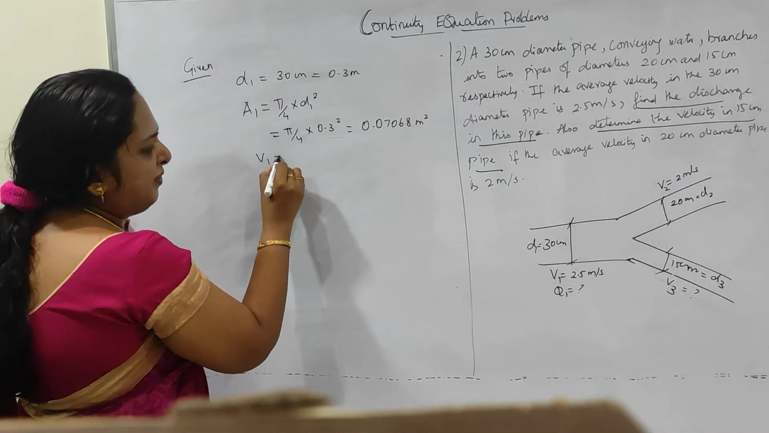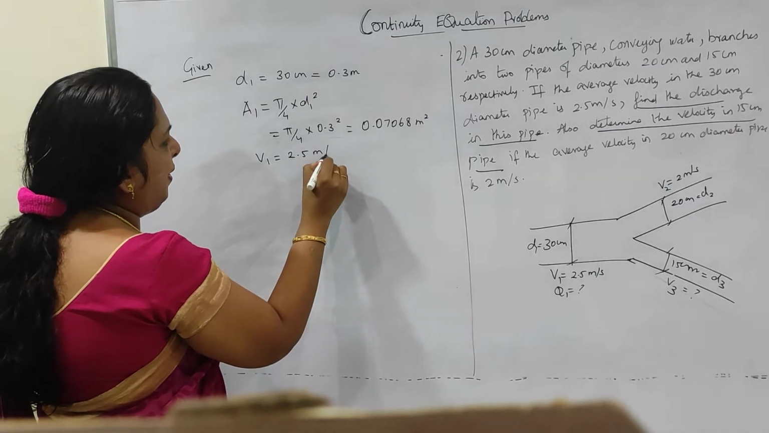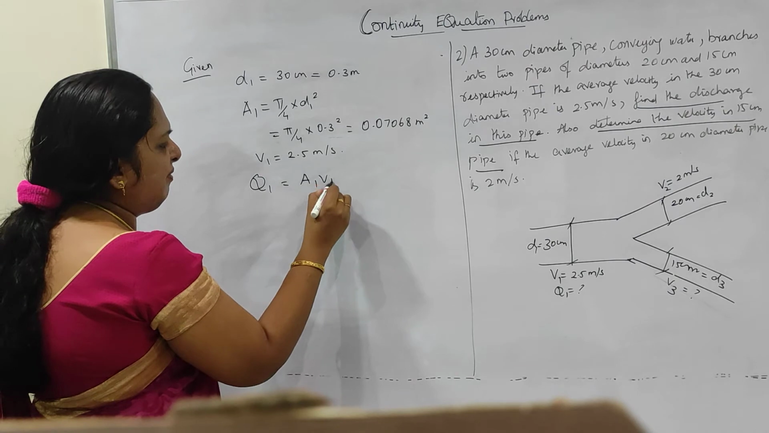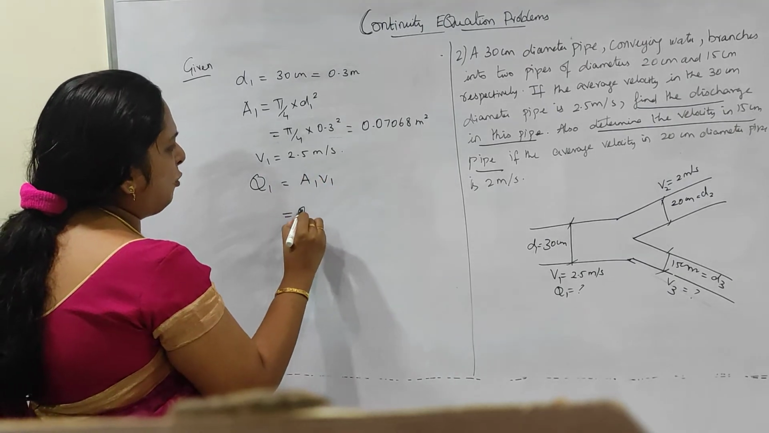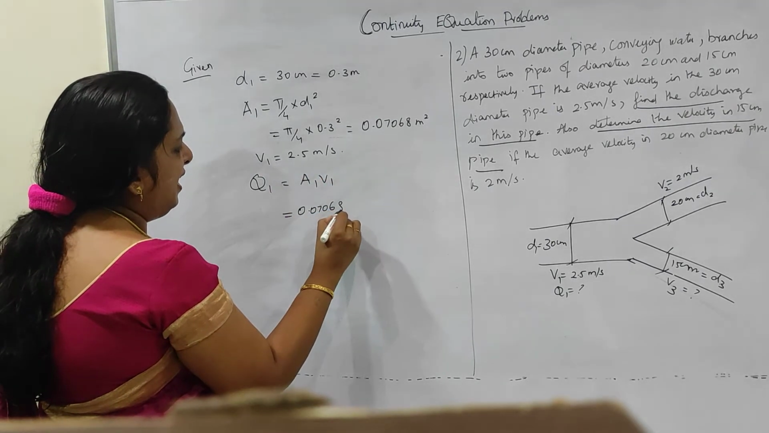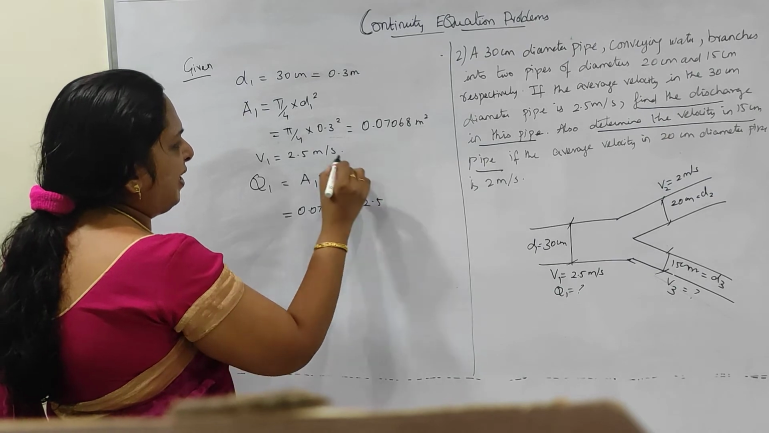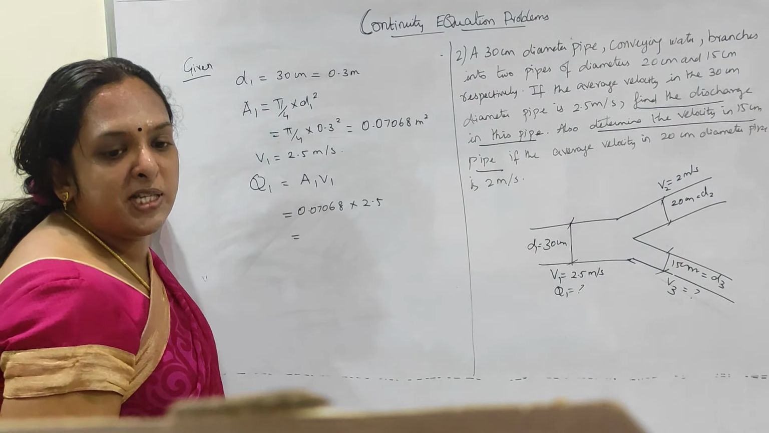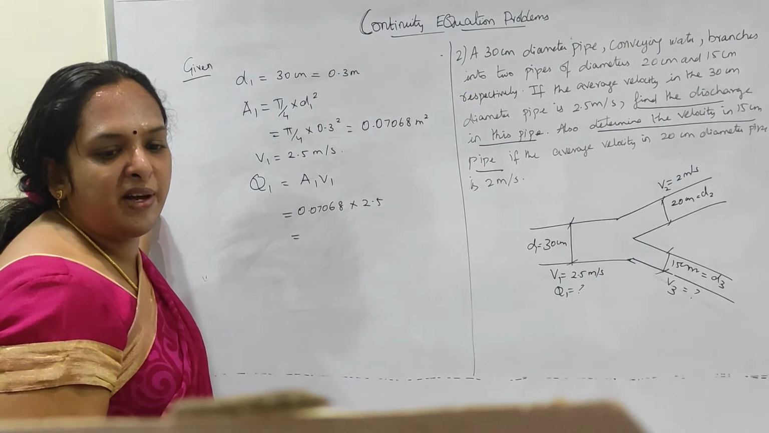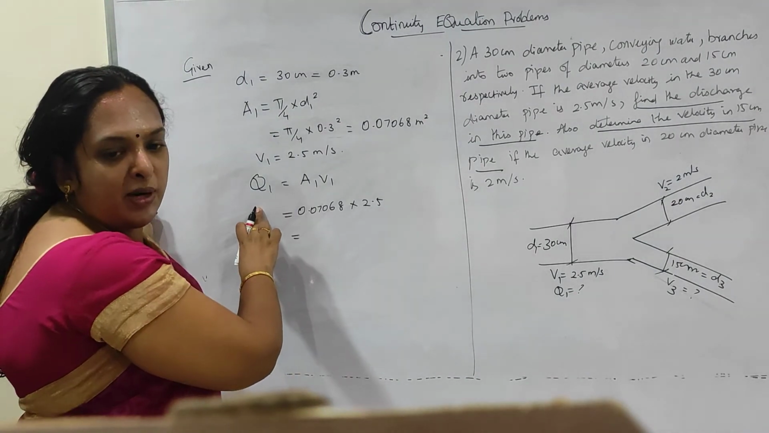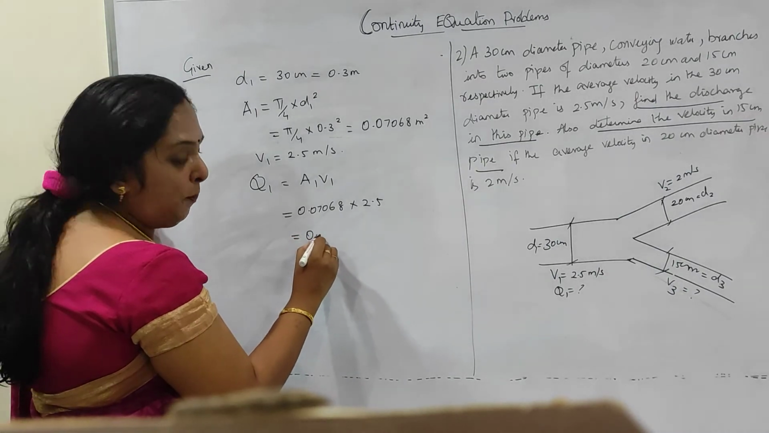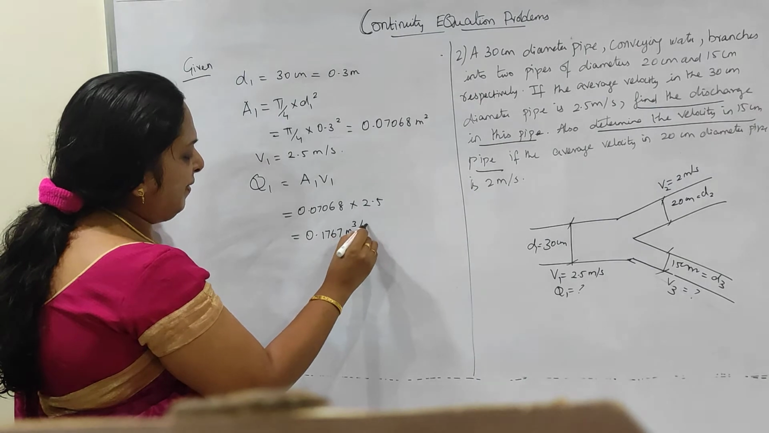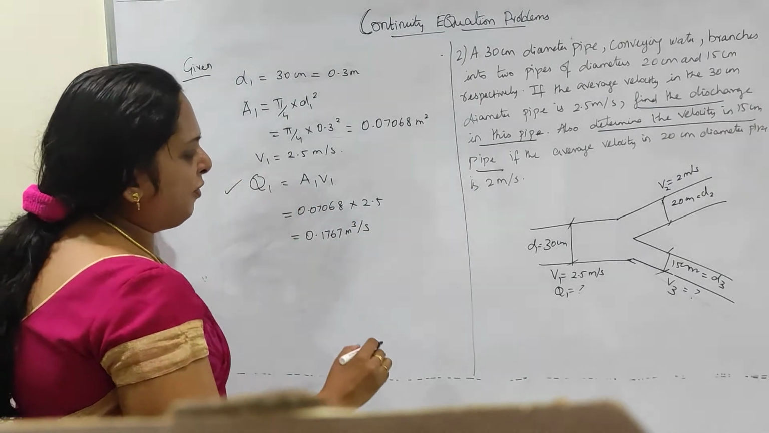And the velocity of this section is also given, 2.5 meter per second. Then it is very easy to find out the discharge. What is that? A1 V1. The area is 0.07068 and the velocity is 2.5, everything in terms of meter per second. When you substitute this, you will easily find the value of Q1. The value of Q1 you are getting is 0.1767 meter cube per second. So my first task of Q1 is done.